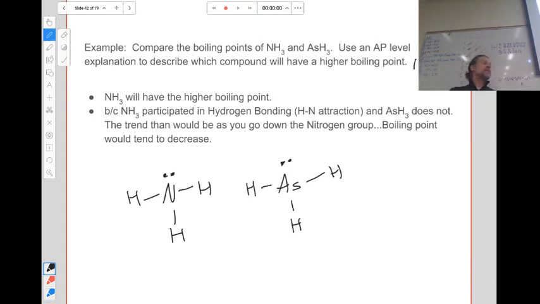So anyway, here's the reason behind this. Ammonia is participating in hydrogen bonding, whereas AsH3 does not. And as you go down the nitrogen group, boiling point would tend to decrease. Why would boiling point tend to decrease as you go down the group? So we have the nitrogen and the phosphorus and the arsenic and the antimony and the bismuth and the UUP, right?